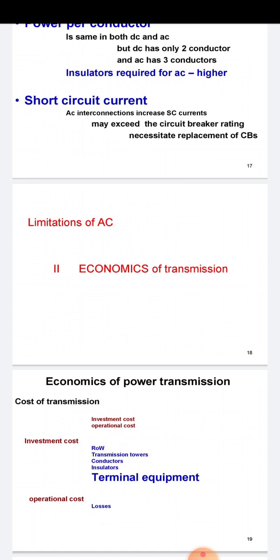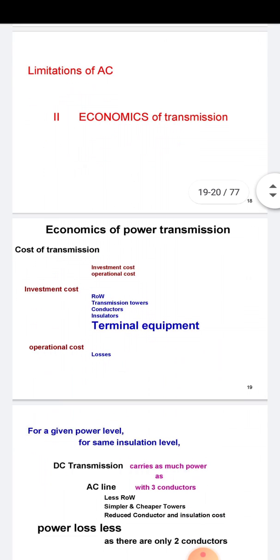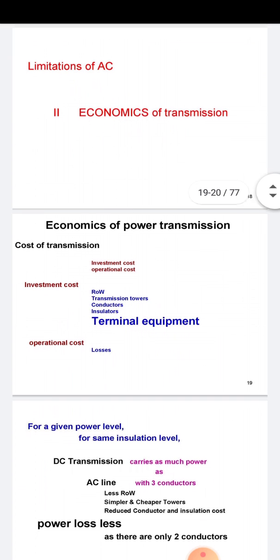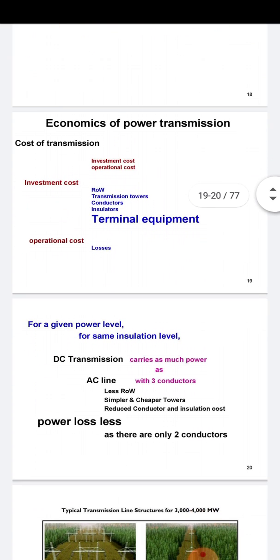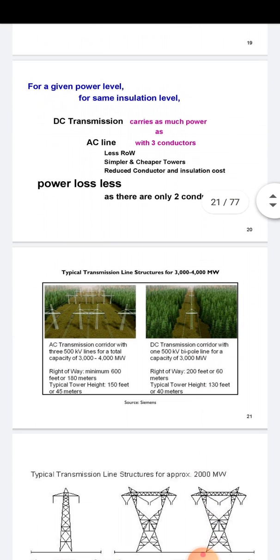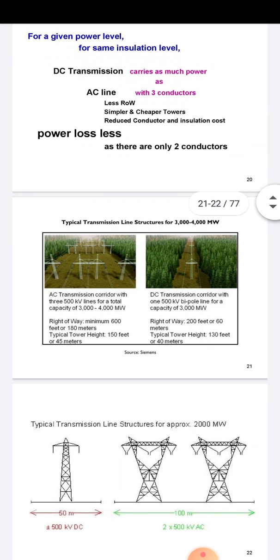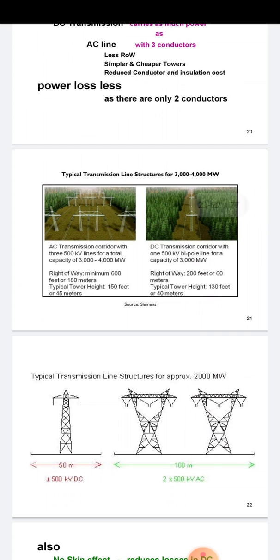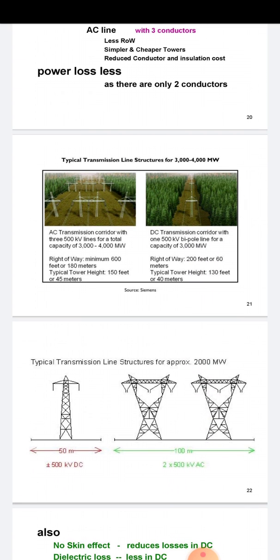Come, let's go to the limitations of AC. This is the economics of transmission. I already gave more information on the economics of power transmission. Economics always considers the cost of transmission, investment cost, and operational cost. Then a DC transmission line carries as much power as a three-conductor AC line, with less loss. This power loss occurs only in the DC conductors, that means two conductors. A DC line always has two conductors, and the power loss exhibits on these DC conductors.